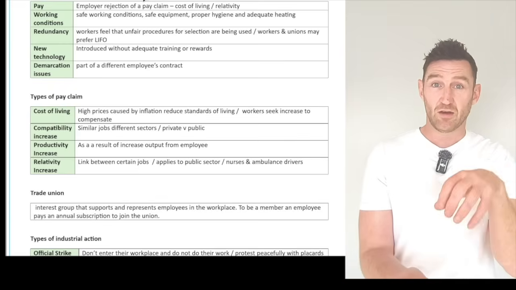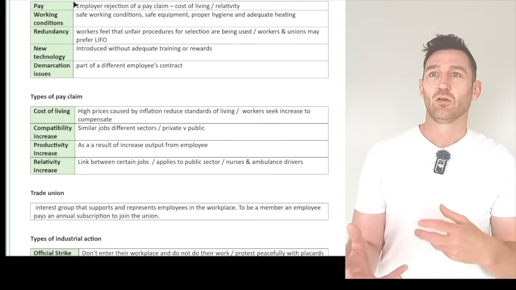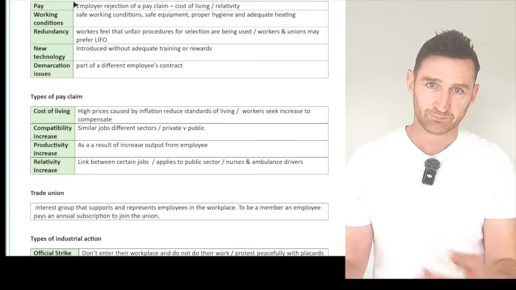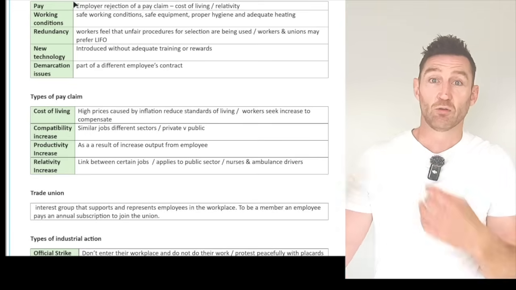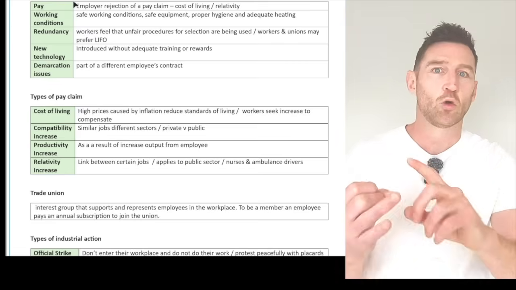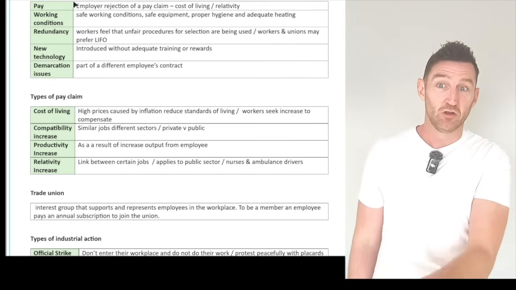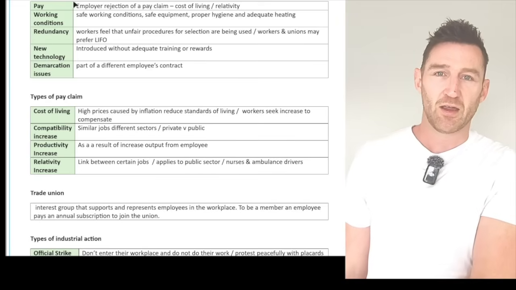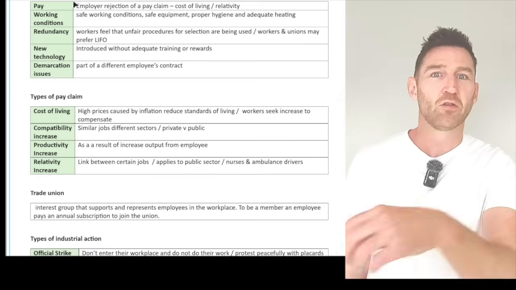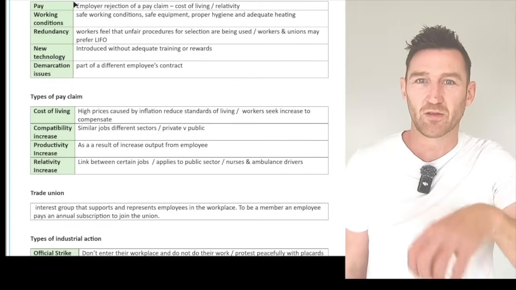So what you want to say to make yourself different is, well, an employee could launch a pay claim, and if the employer rejects that claim, and when you say a pay claim, you say such as a cost of living claim or a relativity claim. So that's language from the course, because you should know about the different types of pay claims. That way you showed, oh look, I've studied pay claims. I'm not that person on the street. I know a little bit more. I've got some different language.